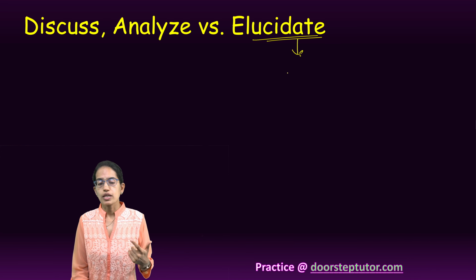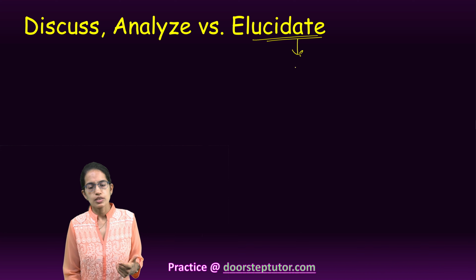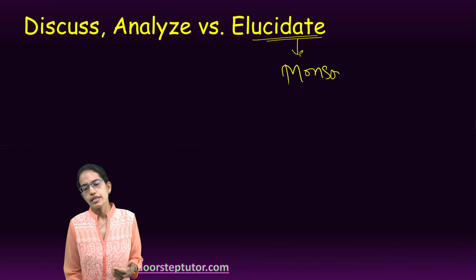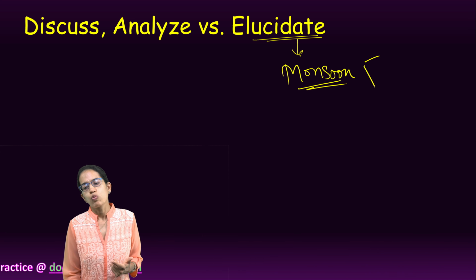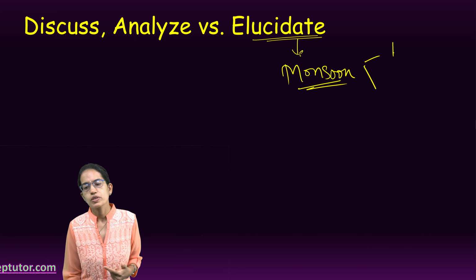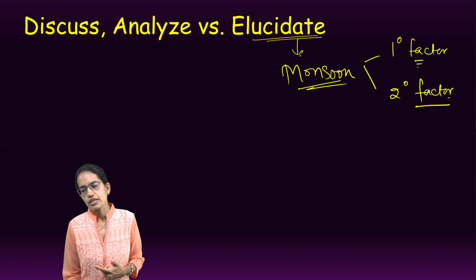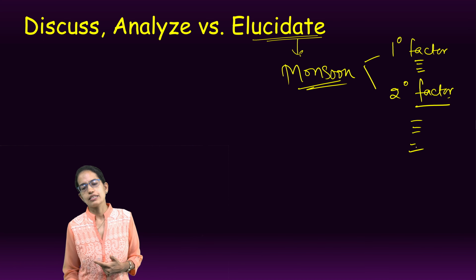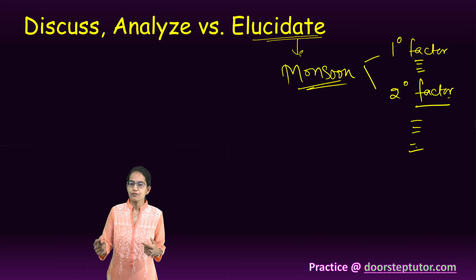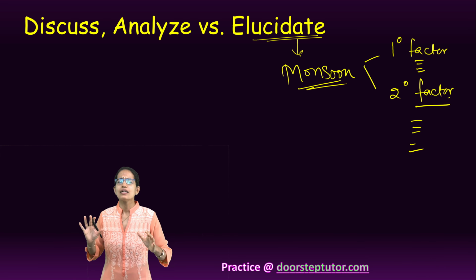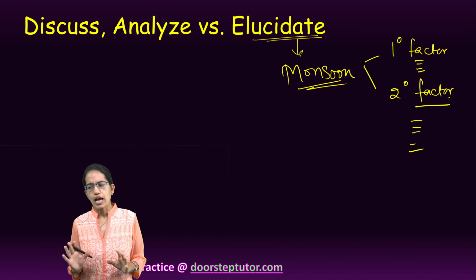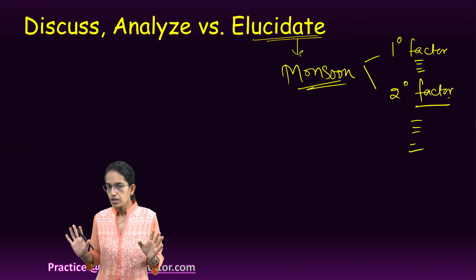Now when you are elucidating about monsoons in India, you would say yes, India is a monsoon land, but how would you elucidate? You would say there are primary factors that affect the monsoon, secondary factors that affect the monsoon, and then you would explain the primary factors and the secondary factors, and that's how elucidate runs. So it's a clear-cut explanation and a clear understanding of the concepts.